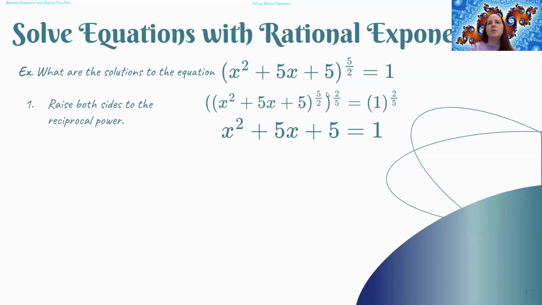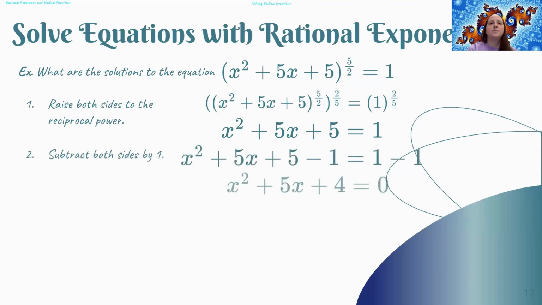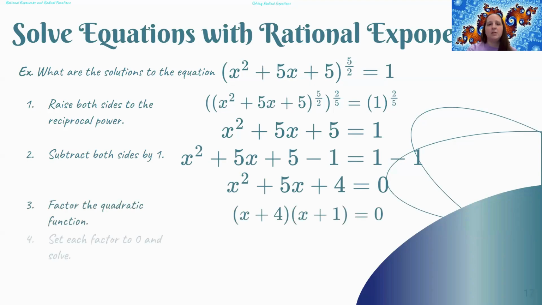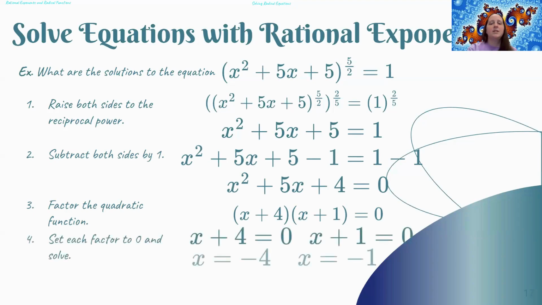That cancels 5 halves and 2 fifths. It cancels each other out. So I'm just left with whatever was inside that parentheses. And 1 raised to any number is still 1. Okay. So I get x squared plus 5x plus 5 equals 1. I subtract 1 from both sides. Then I factor this. So I get x plus 4 times x plus 1. I set each of these equal to 0, and I solve. So I get x equals -4 and x equals -1.